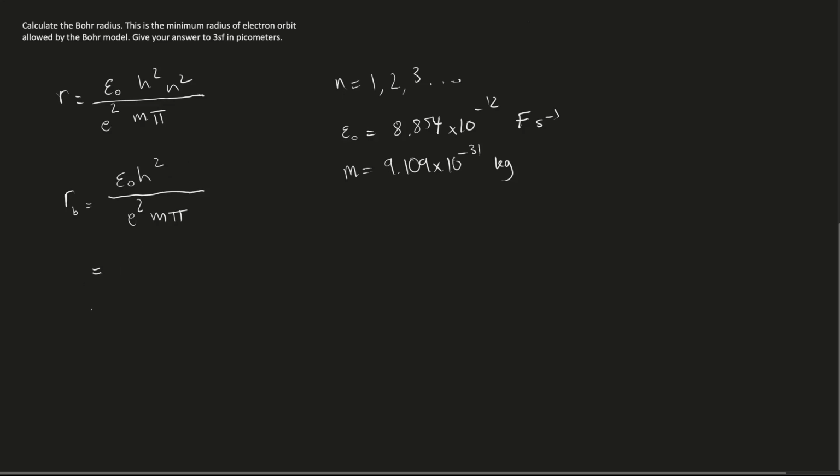And finally, if we sub in all of these values, some of these you should know very well by now, like Planck's constant, and subbing in the other values, we end up with a radius of 52.9 picometers, which is 52.9 times 10 to the minus 12 meters.